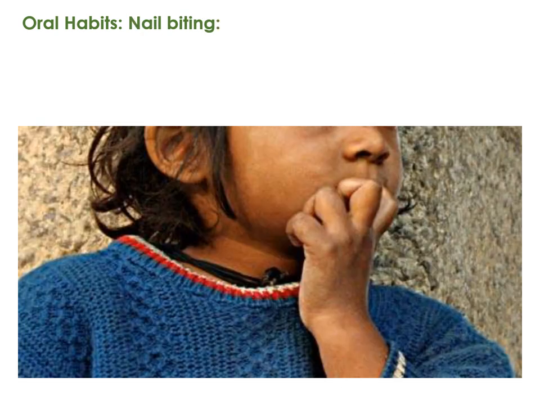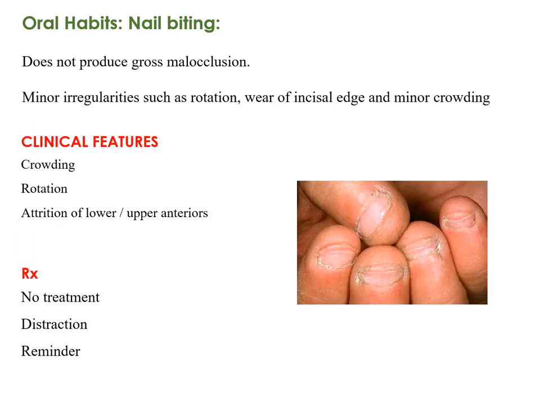So the next habit we'll be discussing is nail biting. Here the individual constantly either bites or chews on their nails. The habit does not produce any gross malocclusion. However, there can be some minor irregularities such as rotation, wear of incisal edges, and minor crowding seen.